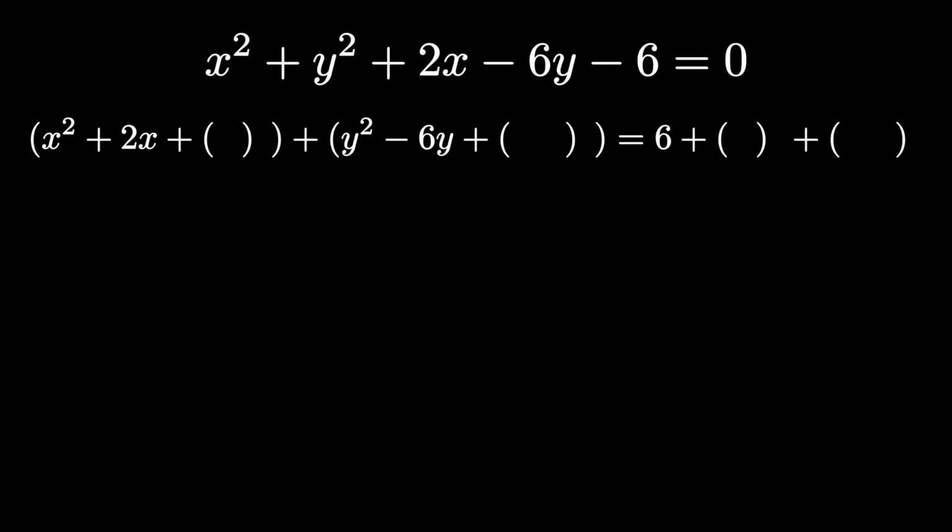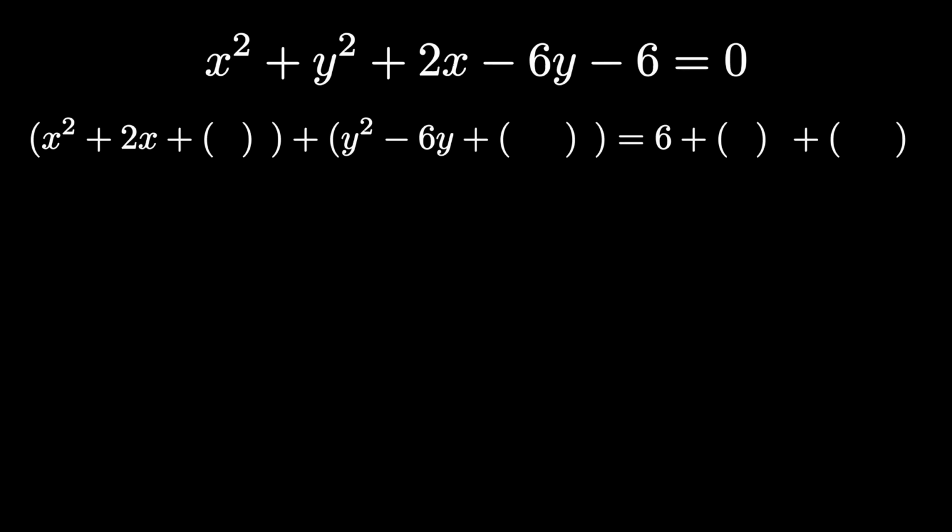The reason we're adding this is because for both of our groupings, our x terms and our y terms, we want to create what we call a perfect square trinomial. The reason we want to create this perfect square trinomial is that when we factor it, it'll help us get our standard form. Now, why are we doing it to both sides? Because remember, what we do on one side of the equation, we do to the other to keep it balanced.